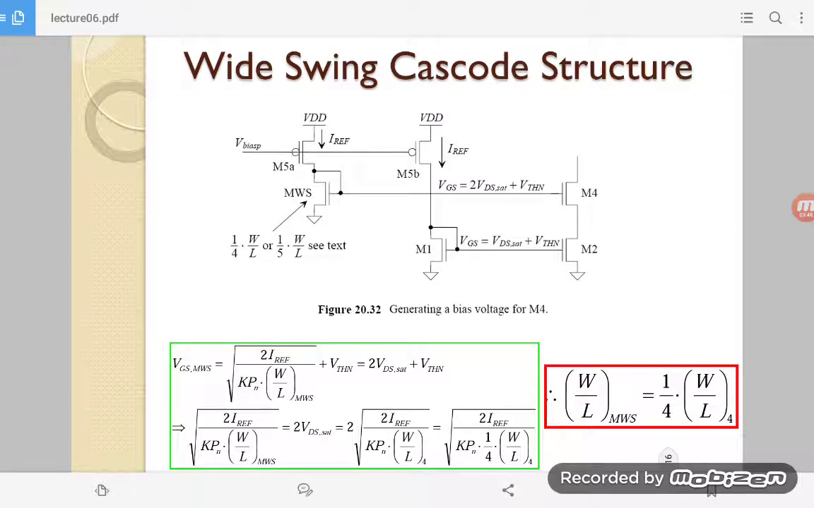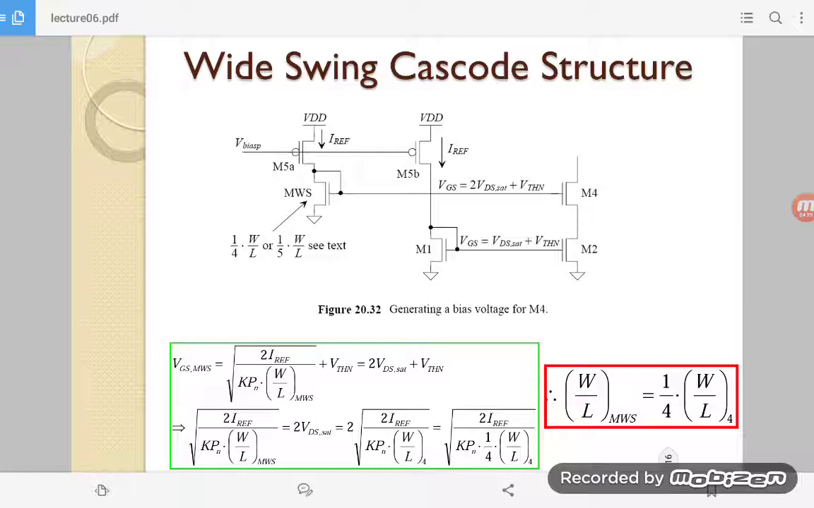So here is the architecture. Instead of simply cascoding, we connect the gate terminal of M4 to another device, which we are defining as an MWS MOSFET, but that MOSFET dimension should be a little bit different. Both your reference branch and that MWS branch are sharing the same reference current. But the dimension of this MWS MOSFET should be a little bit different. So how can you really find out these things?